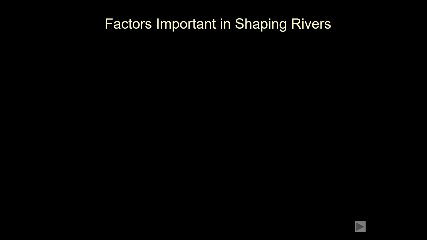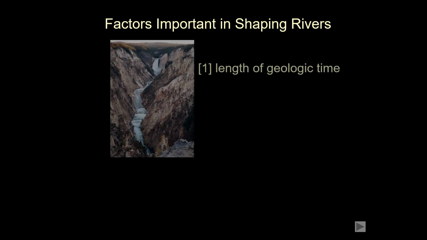So some factors that are important in shaping rivers. One is the length of geologic time, and you might recognize this picture. This is from Artist Point in Yellowstone National Park, pretty famous place. Also shown in a lot of Thomas Moran paintings. This is the Grand Canyon of the Yellowstone, a pretty scenic place. Not to be confused with the Grand Canyon. So this is the Grand Canyon of the Yellowstone River in Yellowstone National Park in Wyoming.